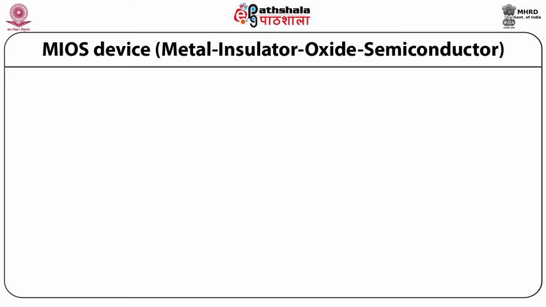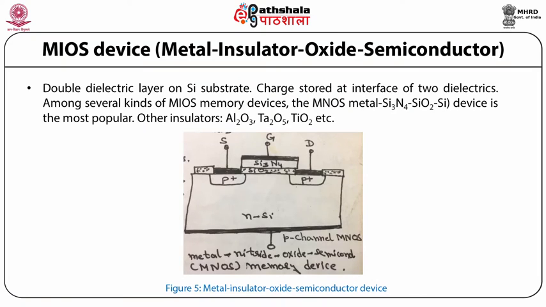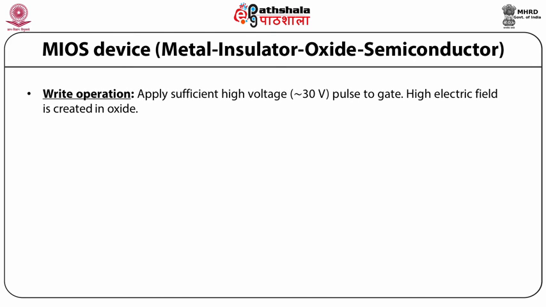Let us now discuss about the MIOS, that is Metal-Insulator-Oxide-Semiconductor device. It consists of a double dielectric layer on silicon substrate. Now here the charge is stored at the interface of two dielectrics. Among several kinds of MIOS memory devices, the metal Si3N4 SiO2 Si device is the most popular, and other insulators can be used, that is Al2O3, Ta2O5 and TiO2, etc. So here SiO2 in conventional MOSFET is replaced by double dielectric.